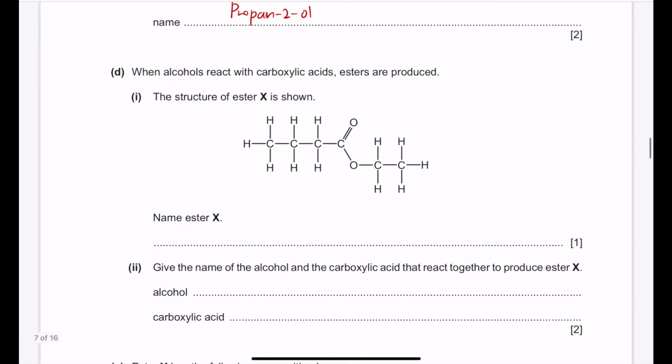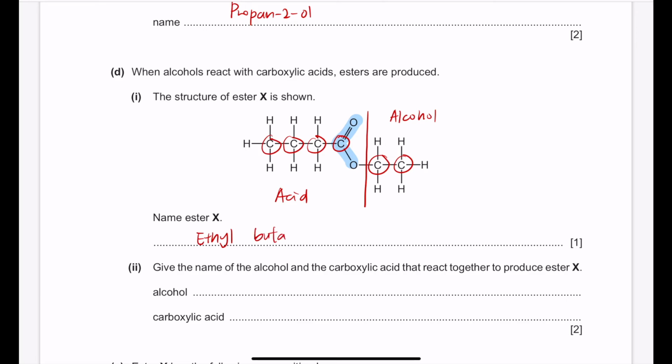Okay. Next one, so how to name the ester again? So you see, first we locate the COO functional group. Remember, the hydrocarbon that's attached after the O in COO belongs to the alcohol. Okay, and then the other side is the acid. So how to name this ester? See, alcohol how many carbons? 1, 2, 2 carbons. Okay, acid how many carbons? 1, 2, 3, 4, 4 carbons.